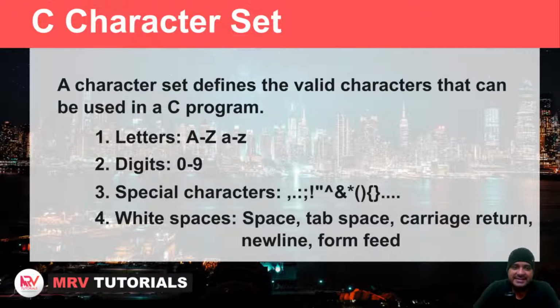So whenever we talk about the character set, it mentions all the eligible things you could use inside your C program: letters, digits, special characters, and white spaces. These are the basic things you could use inside a C program.